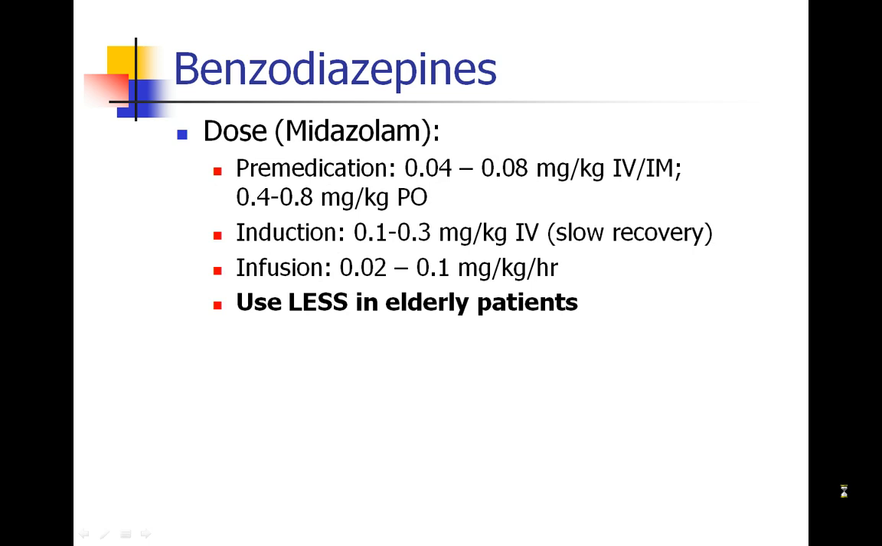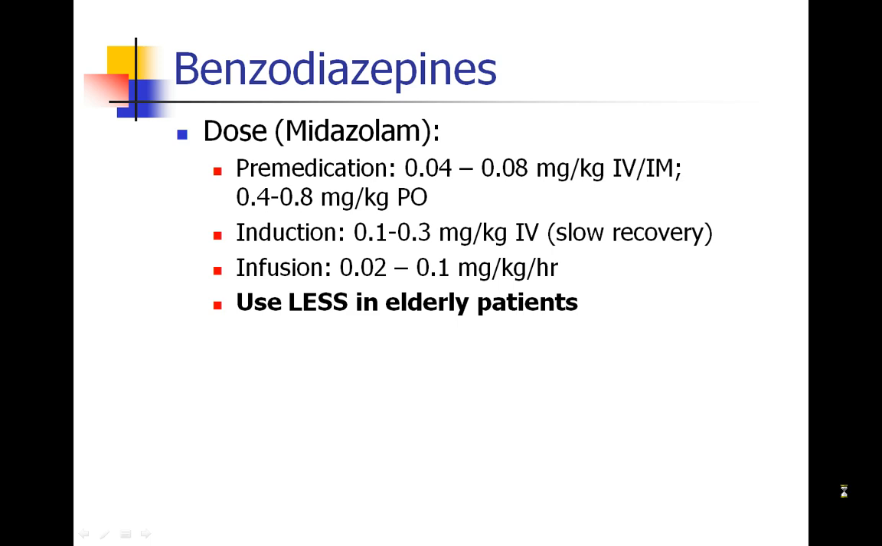The dose for midazolam is published at about 0.04 to 0.08 milligrams per kilogram, whether it's IV or IM. If you think about it, that's 4 of midazolam for a 100 kilogram person, which may be more than you're used to using, but if a patient were actually truly anxious going back to the OR, you probably wouldn't hesitate to give 4 of midazolam. So I think these values are reasonable. If you're giving it orally, you may need almost 10 times as much, 0.4 to 0.8 milligrams per kilogram orally.